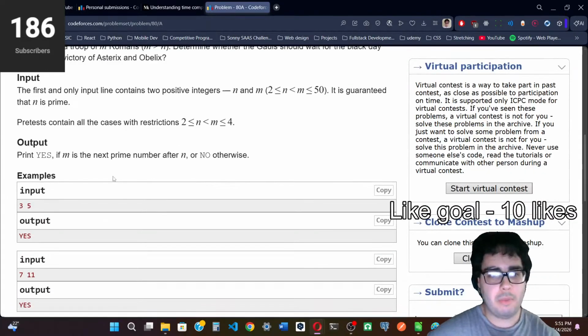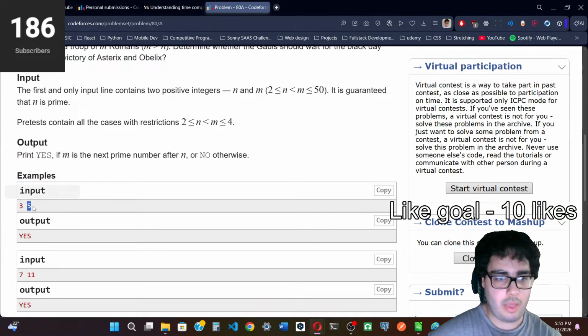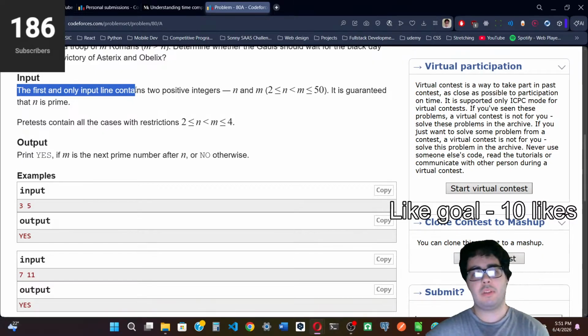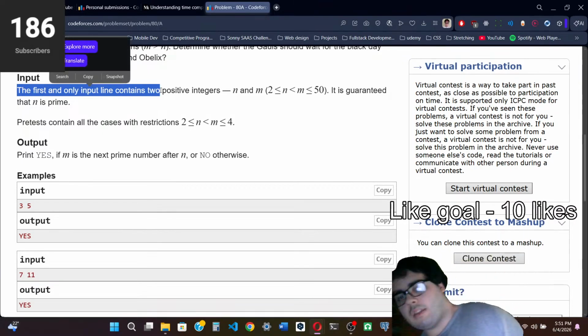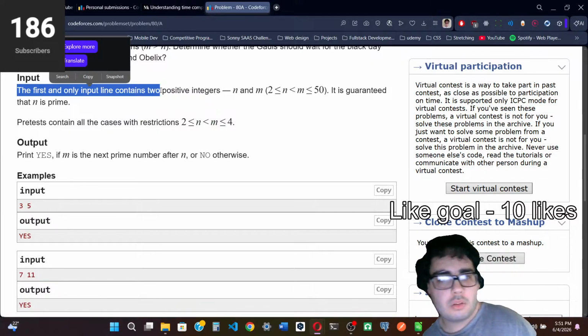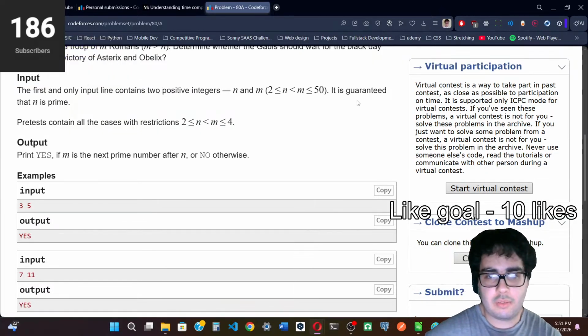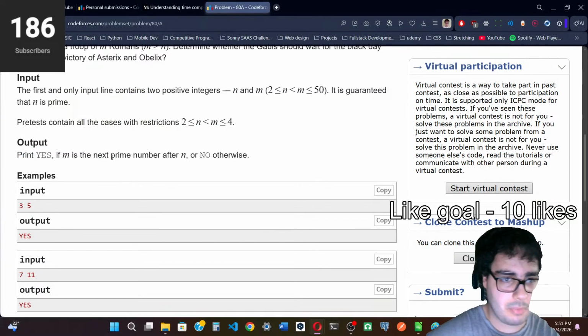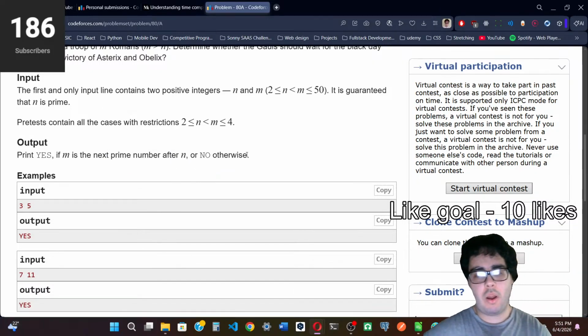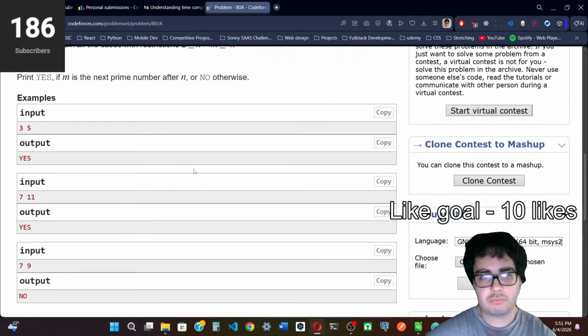So basically we get two numbers, and we need to figure out if M is the next prime number after N. So the first line of the input contains only two numbers, N and M. Two positive integers. It's guaranteed that N is prime. Pretests contain all the test cases with these restrictions. Print yes if M is the next prime number after N, or no otherwise.